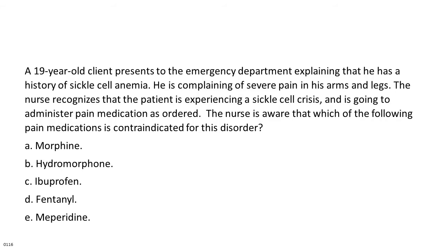A 19-year-old client presents to the emergency department explaining that he has a history of sickle cell anemia. He is complaining of severe pain in his arms and legs. The nurse recognizes that the patient is experiencing a sickle cell crisis, and is going to administer pain medication as ordered. The nurse is aware that which of the following pain medications is contraindicated for this disorder? A. Morphine. B. Hydromorphone. C. Ibuprofen. D. Fentanyl. E. Meperidine.